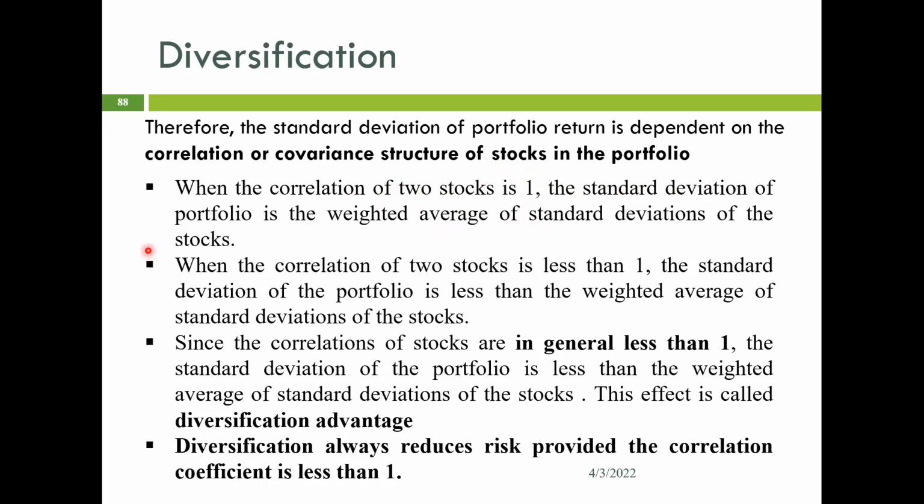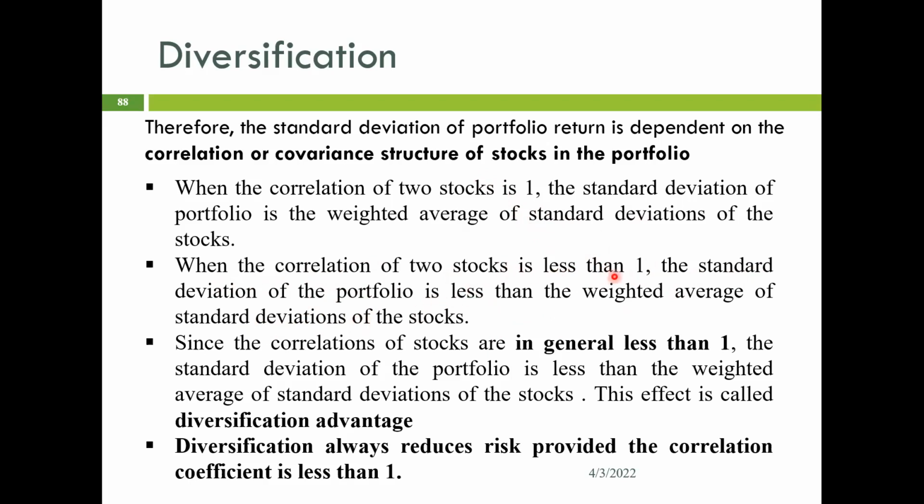If the correlation between two stocks' returns is 1, perfectly positive, when X is increasing by 10%, the other is also increasing by 10%. At that time, if you calculate the portfolio standard deviation, it is equal to the weighted average of the standard deviation of the stocks. When the correlation of two stocks is less than 1, the standard deviation of the portfolio is less than the weighted average of the standard deviation of the stocks.